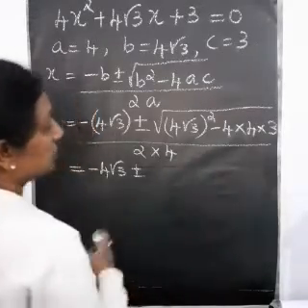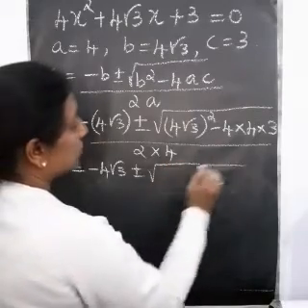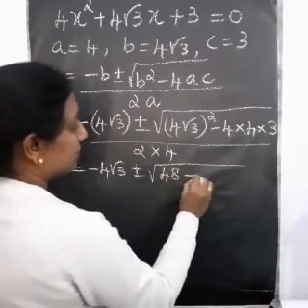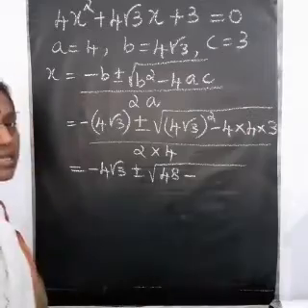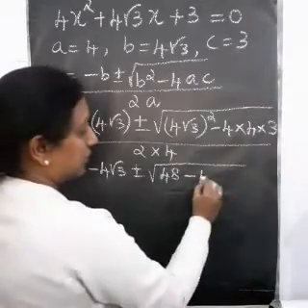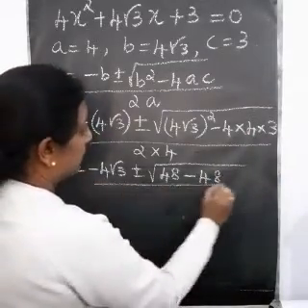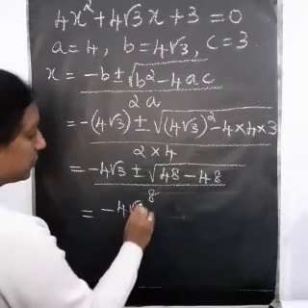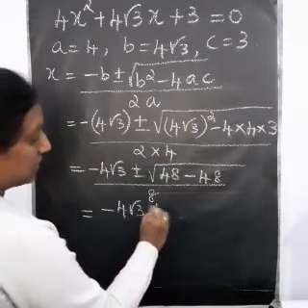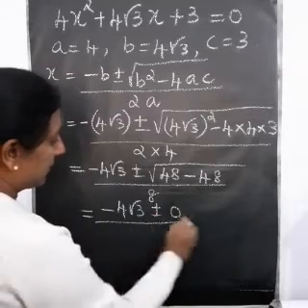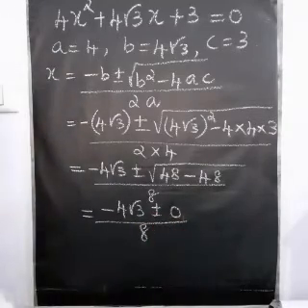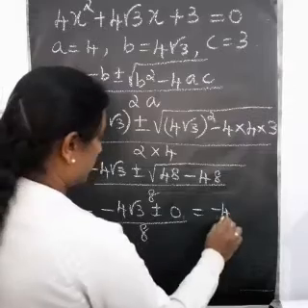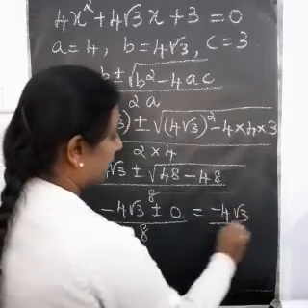So let us substitute it here. So what will you get? Root of 48 minus 4 4s are 16. 16 3s are 48 divided by 8. Now what will you get? Minus 4 root 3 plus or minus 0 by 8. Understand? So you get minus 4 root 3 by 8.